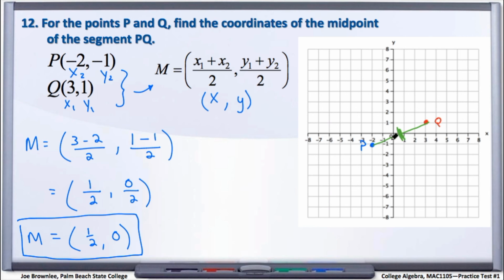So let's see where that ends up being. And 1/2 comma 0. So this time my line was pretty accurate the first go around. So our midpoint right there is 1/2 comma 0. All right, number 12 in the bag. Let's go ahead and take a look at number 13.